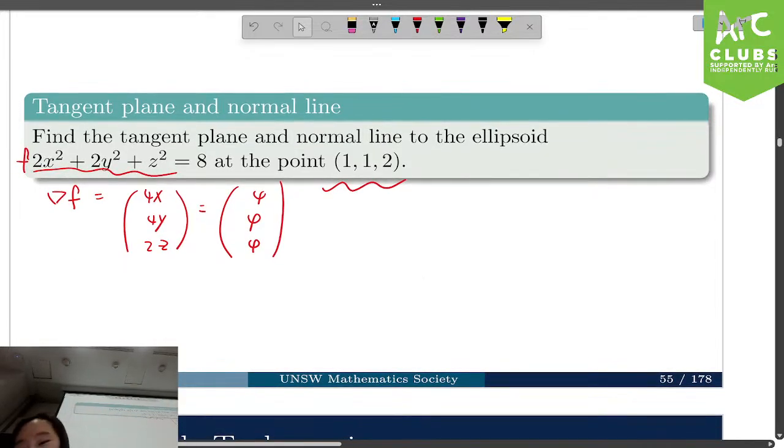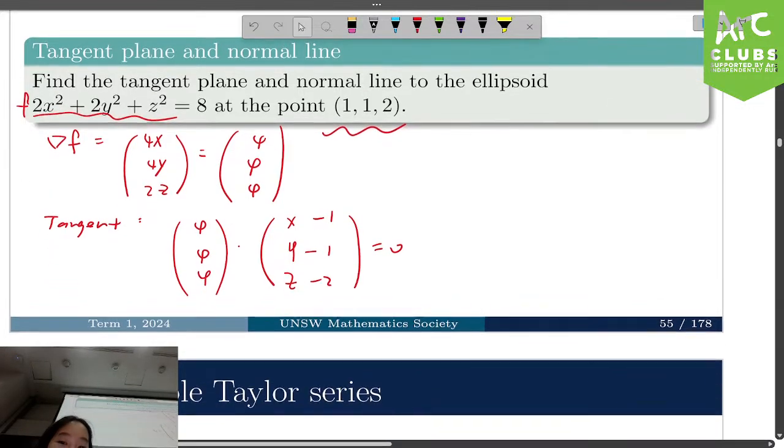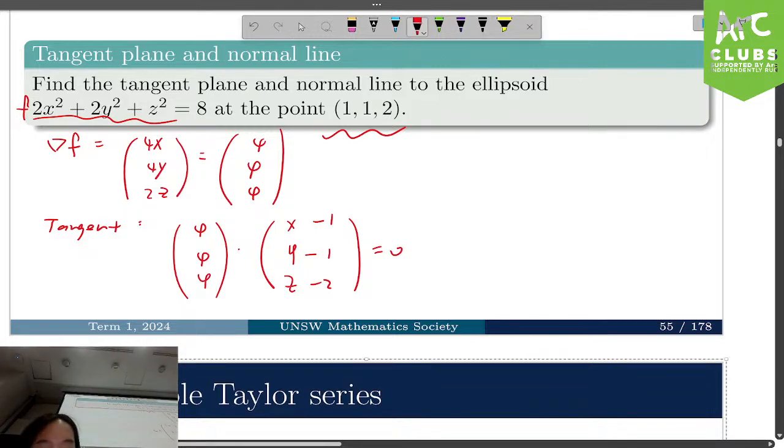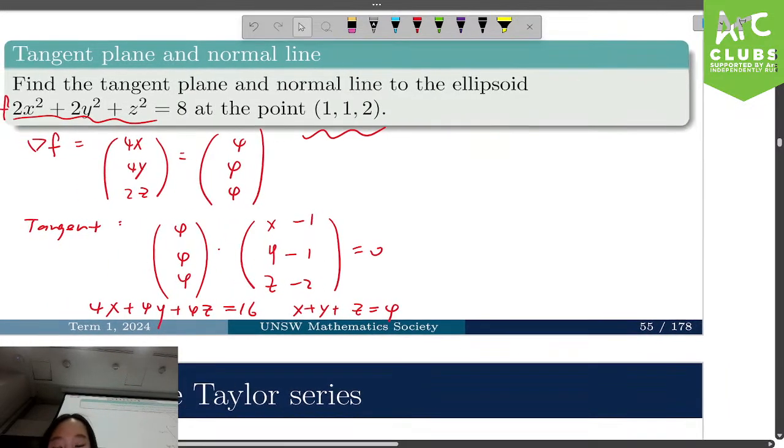Our tangent plane would just be our gradient, nabla f, dotted with (x, y, z) minus our point, the point we go through, equal to 0. If we expand this, we get 4x plus 4y plus 4z equals 16, or you can further simplify to x plus y plus z equal to 4. That's our tangent plane.